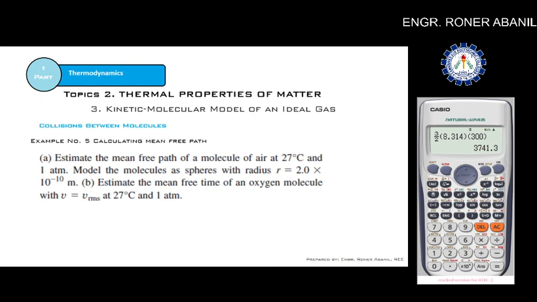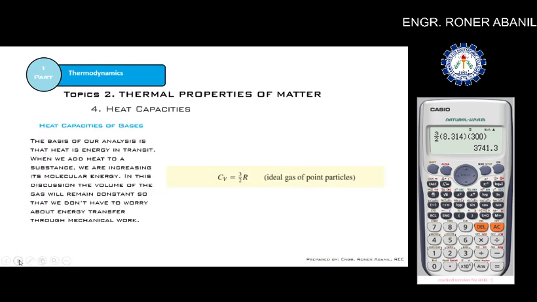So, tapusin muna natin to for this example. No? Tapusin lang natin itong example na to. Cut muna natin yung video. So, this is example number 5. So, estimate the mean free path of a molecule of air at 27 degrees Celsius and 1 atmosphere. Model the molecule as a sphere with a radius of 2 times 10 raised to negative 10 meters. So, estimate the mean free time of an oxygen molecule with v equals to vRMS at 27. Okay? So, paano to?